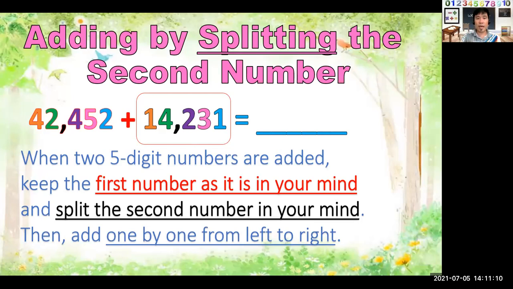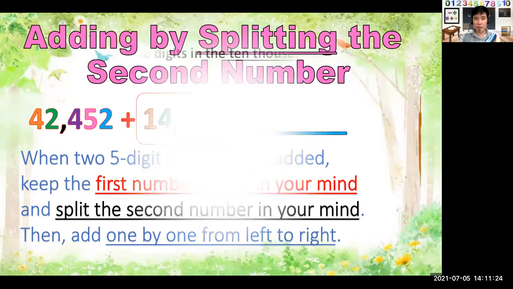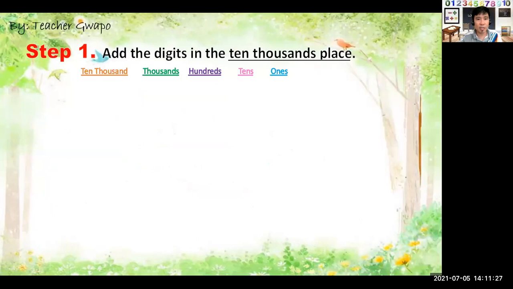From the left, we will add, as I said a while ago, in the 10,000s place first. Then we will proceed to the thousands place, hundreds place, tens place, and ones place. Now here we go. Let's say for example, we add the digit in the 10,000s place. Here I just put step 1, but supposedly this is steps 1 to 5. So let's start only in step number 1. Never mind step number 2, later on we will just place it here. So this is the first number, and the second number.